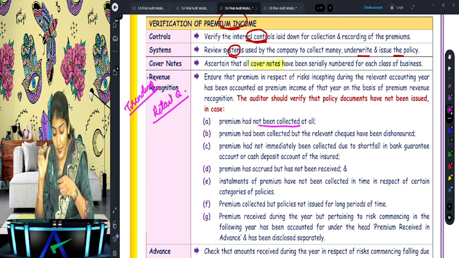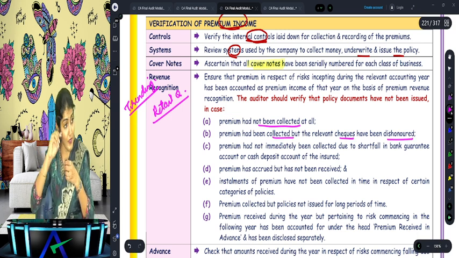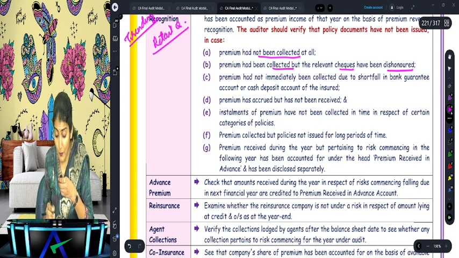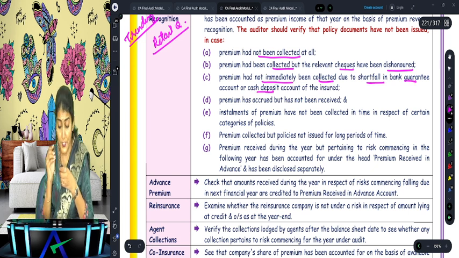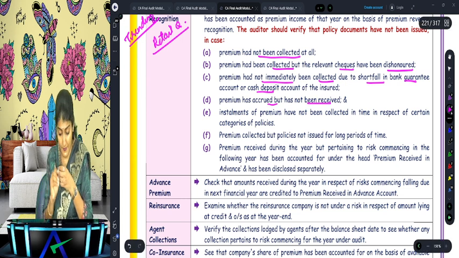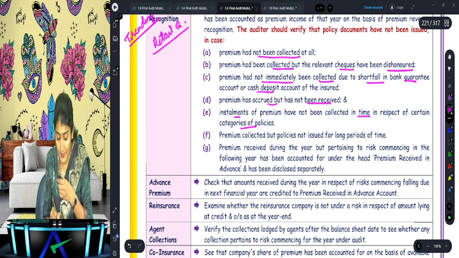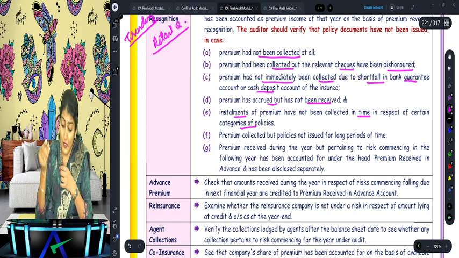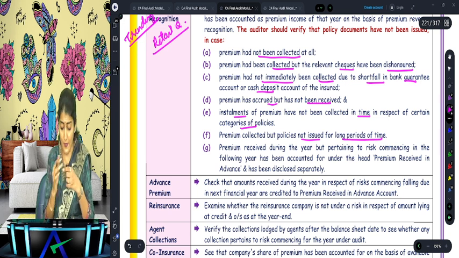Second, it was collected, but the check by which it was collected got dishonored. Then, it was not immediately collected due to shortfall in the bank guarantee or the cash deposit, or the premium has been accrued but it has not been received, or the premium has not been collected in time in respect of certain categories of policy, or the premium is collected but the policy is not issued for a long period of time. So this is a different situation.